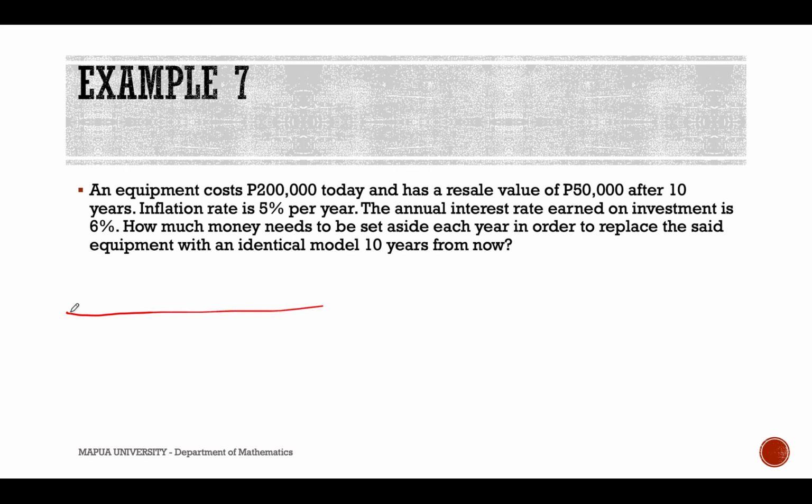So this is your 200,000. This is a present value, and then the resale value is 50,000. That is at the end of the life, or on the 10th year. So we have 6% here, and then the inflation rate is 5%.